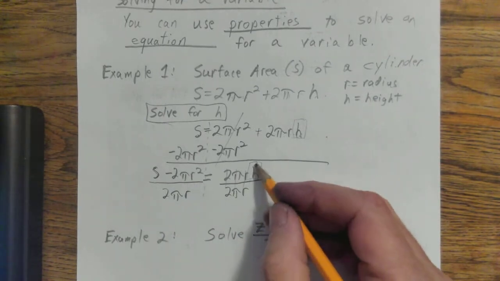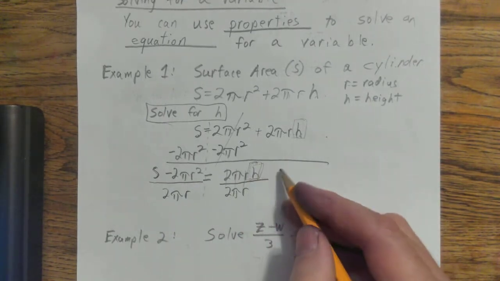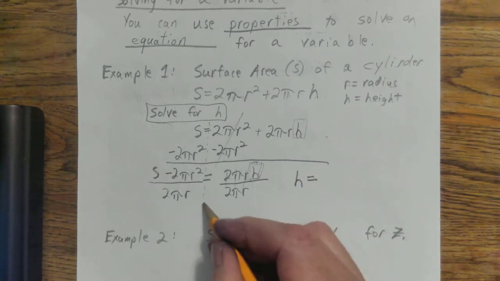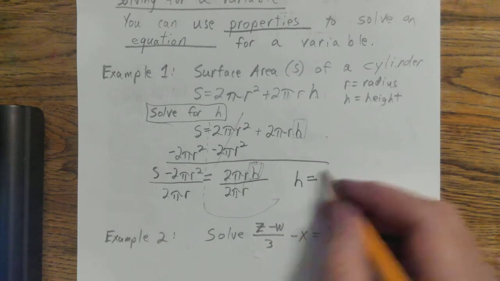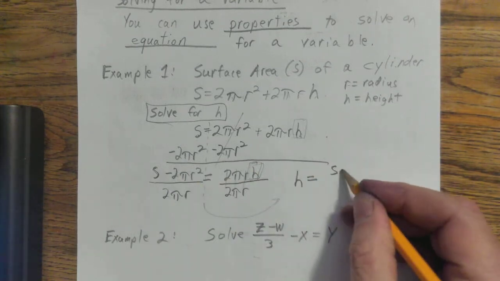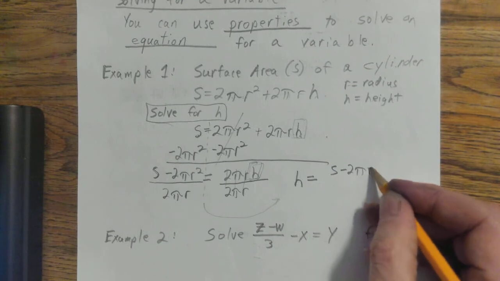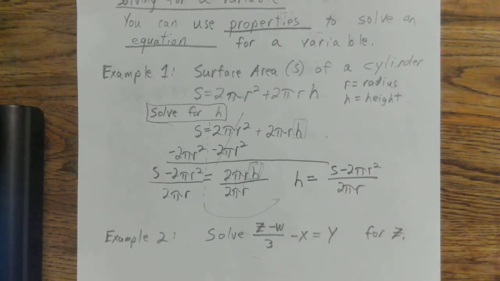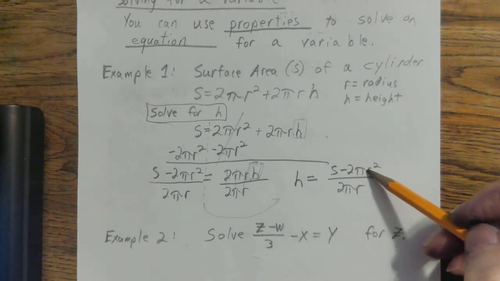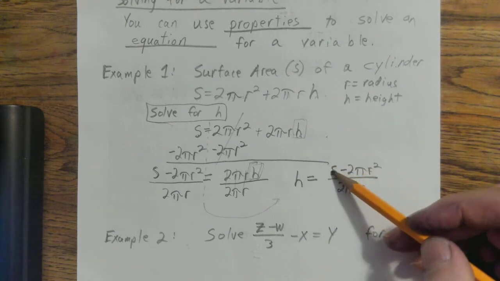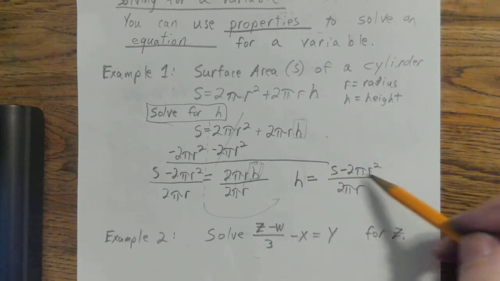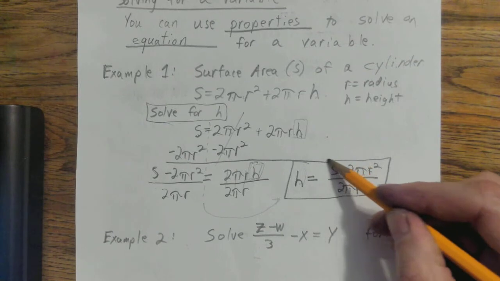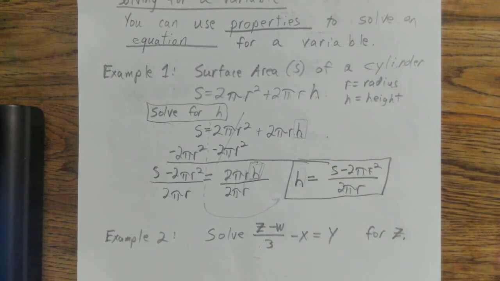And as I write my final step, we're getting this h by itself. It's going to have h equals, I'll just come over here and then write this, s minus 2 pi r squared over 2 pi r. So if you knew the radius of a cylinder and you knew the surface area of a cylinder, you could use this formula and find what the height of the cylinder is. Sometimes it's good to be able to manipulate formulas like that.